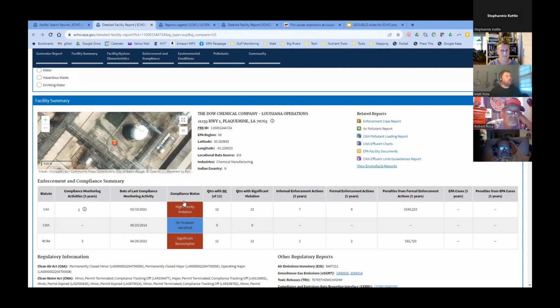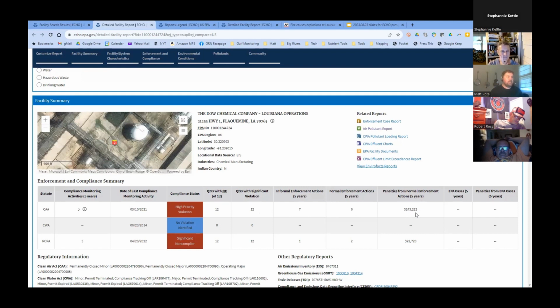So they are high priority violators. Like I said, it tells you that they've been out of compliance every single quarter for the past 12 quarters. They've had 7 informal enforcement actions and 6 formal enforcement actions over the past 5 years. And it also tells you what penalties they've gotten from formal enforcement actions over the past 5 years.